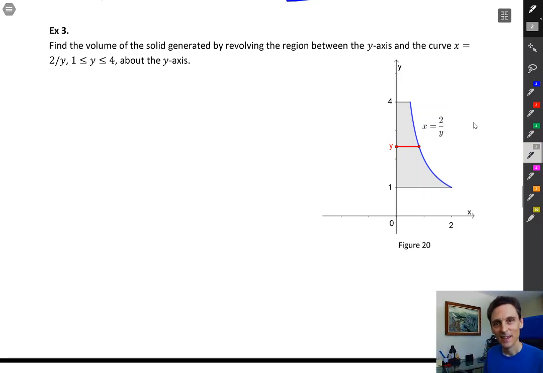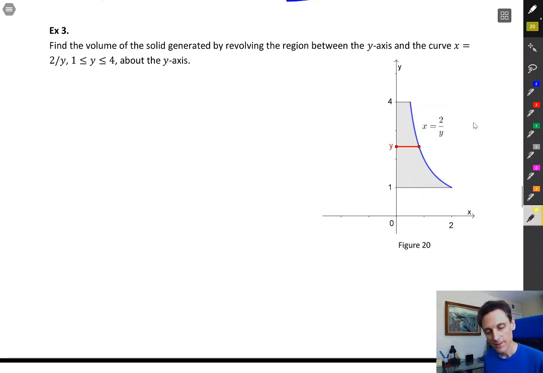Welcome back. In example 3, we're asked to find the volume of the solid generated by revolving the region between the y-axis and the curve x equals 2 over y, where y goes from 1 to 4, about the y-axis. And figure 20 shows a little picture of what's going on here.